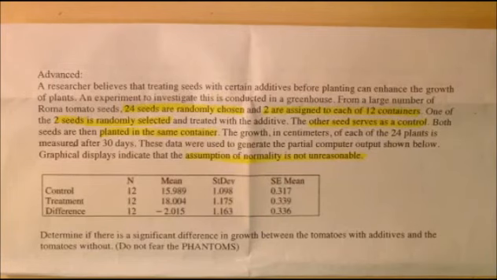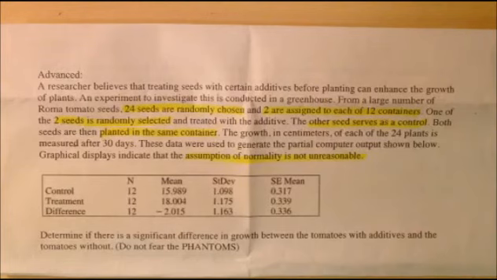From a large number of Roma tomato seeds, 24 are randomly chosen, and 2 are assigned to each of the 12 containers. One of the 2 seeds is randomly selected and treated with the additive. The other serves as a control. Both seeds are then planted in the same container. The growth in centimeters of each of the 24 plants is measured after 30 days.